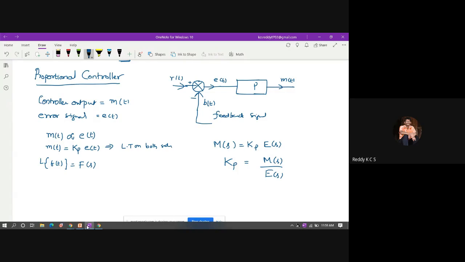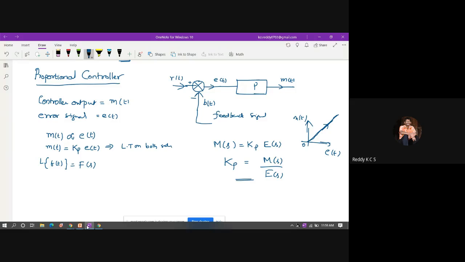So for the proportional controller, the proportional gain is the relation between m of t and e of t. If I plot a curve between m of t and e of t, because it is a constant proportionality, I get a straight line like this. So the proportional gain is taken like this, and a linear relation is exhibited.